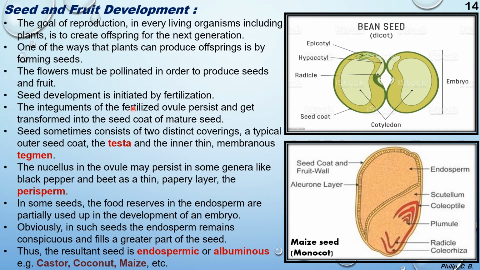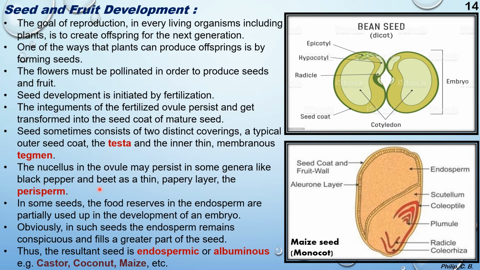So seed development is initiated by fertilization. The integuments of the fertilized ovule persist and get transformed into the seed coat of the mature seed. Seeds sometimes consist of two distinct coverings: a typical outer coat, which is the testa, and the inner thin membrane, that is the tegmen. Whereas the nucellus in the ovule may persist in some genera like black pepper and beet as a thin papery layer, which is called perisperm.